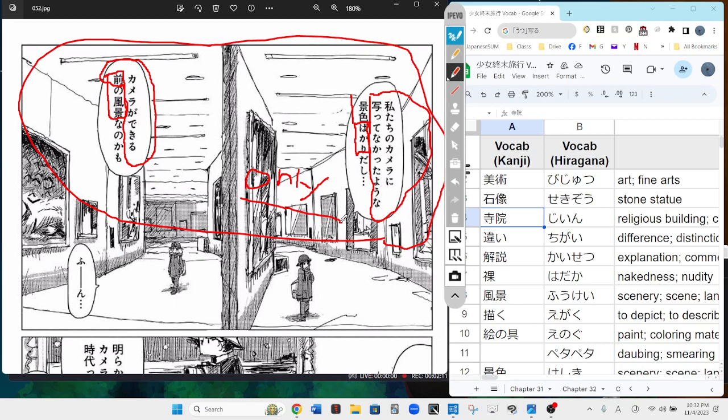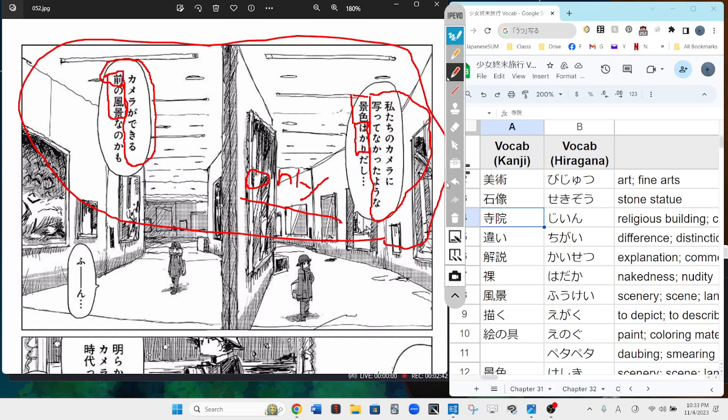Bakari is used with a category word, right? Because there's multiple pictures here. There's not one picture, there's multiple. So that's why we use bakari rather than dake. Because dake would feel like limiting to one thing, versus a category. So we're saying all of the keshiki. What does keshiki mean? Scenery. All of the scenery that they can see here, how are we describing it?